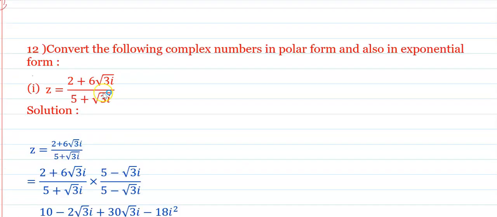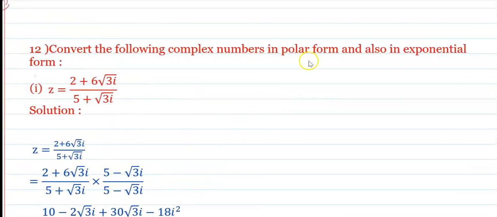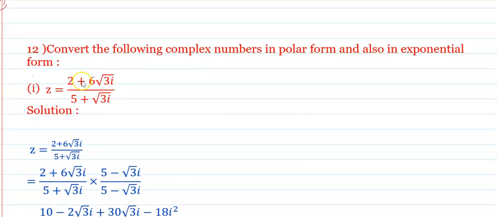Okay, now let us start questions 12 to 20. Question number 12. Convert the following complex number into polar form and also exponential form. z is equal to (2 plus 6 root 3 i) upon (5 plus root 3 i).